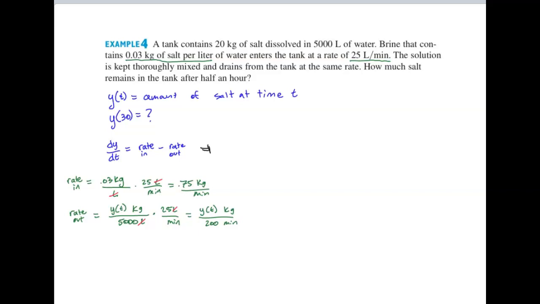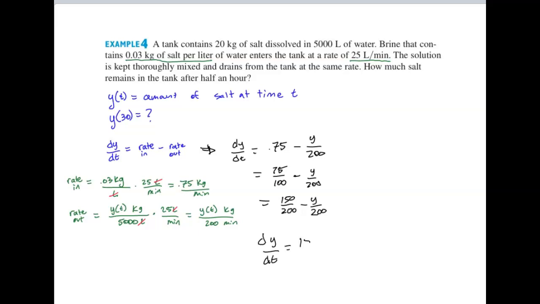All right, so let's create our actual differential equation now. We have dy dt equals 0.75 kilograms per minute, which is our rate in, minus y over 200, which is our rate out, right? All right. I'm just going to rewrite 0.75. 0.75, isn't that just 75 over 100? Minus y over 200. Or 150 over 200. Minus y over 200. And now I can rewrite the differential equation so that it's dy dt equals 150 minus y over 200, yeah? Everybody okay with that?